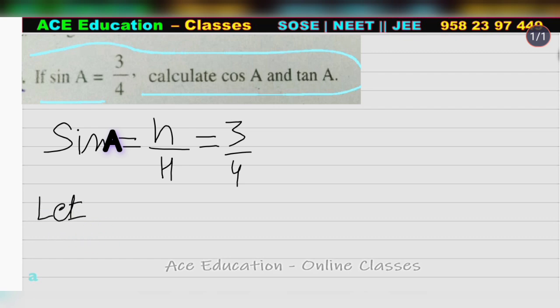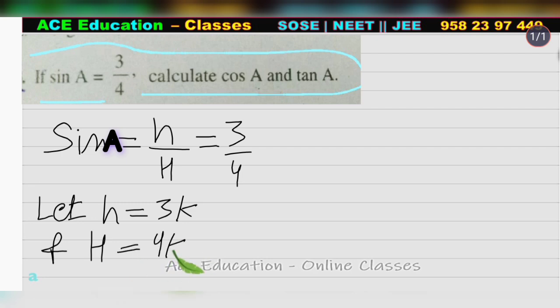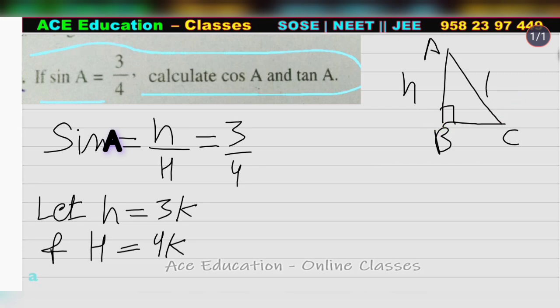Now we can let height be equal to 3k and hypotenuse be equal to 4k. So now we will apply the Pythagoras theorem to calculate the base, and we draw a triangle with angle B equal to 90 degrees. It is a right angle triangle. AB is height, AC is hypotenuse, and BC is the base.